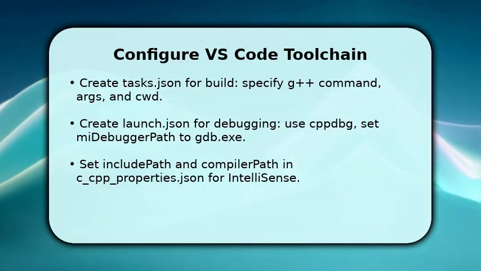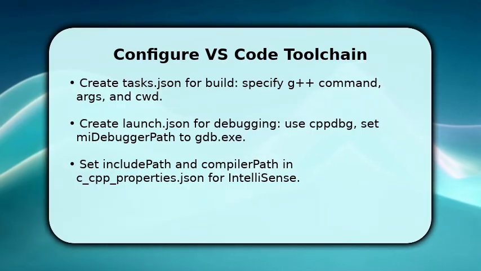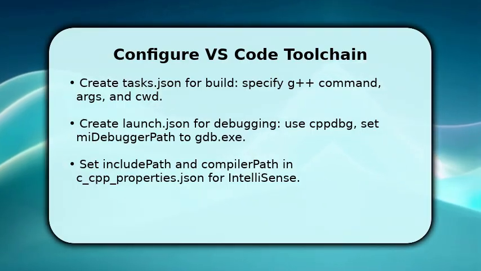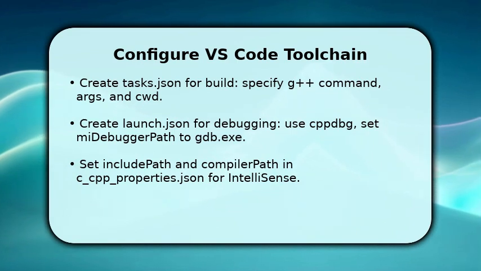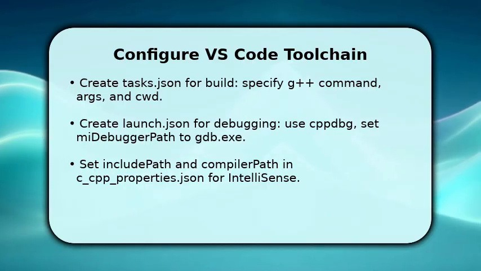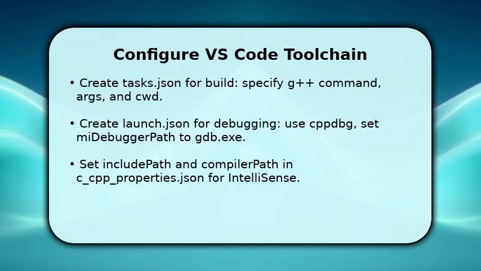Also edit c_cpp_properties.json to set the compiler path and include path so IntelliSense parses headers correctly. These steps connect the editor, build tool, and debugger, giving you code completion, building, and interactive debugging in one workflow.